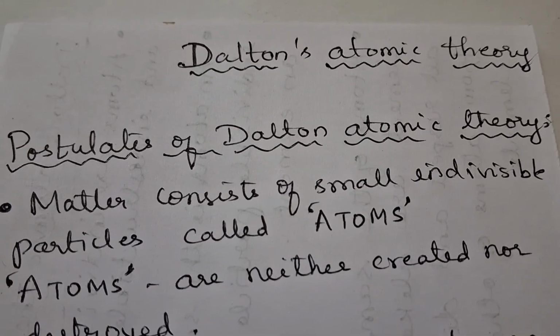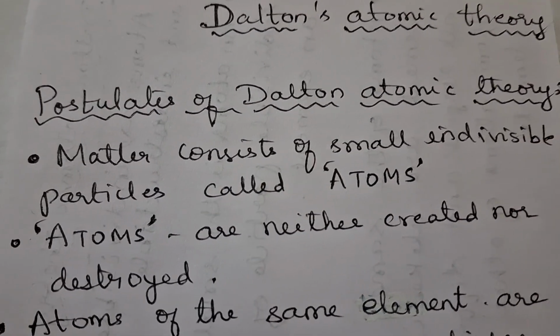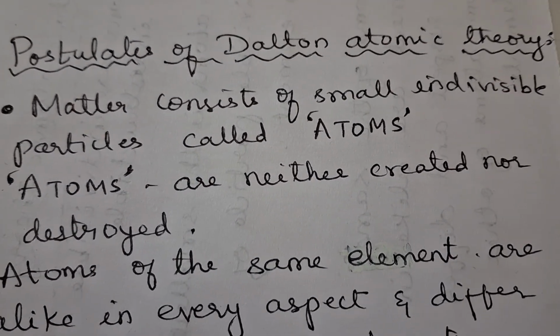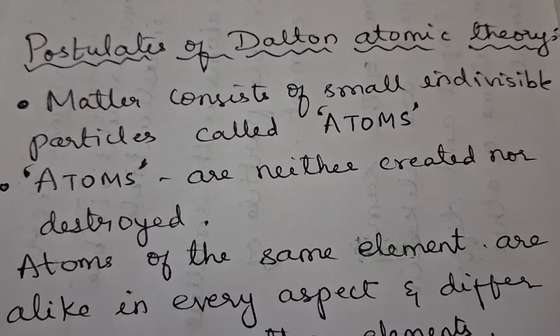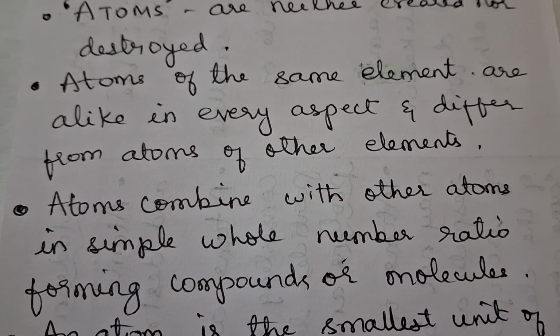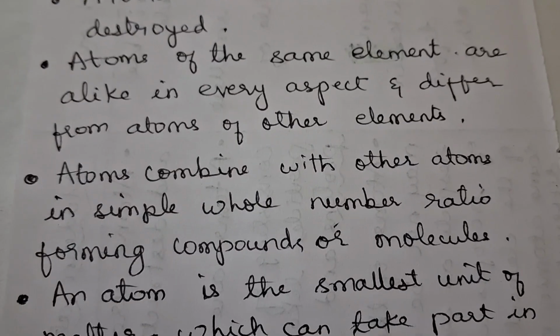Today's video is about Dalton atomic theory. These are the postulates of Dalton atomic theory. Matter consists of small indivisible particles known as atoms. Atoms are neither created nor destroyed. Atoms of the same element are alike in every aspect and differ from atoms of other elements.